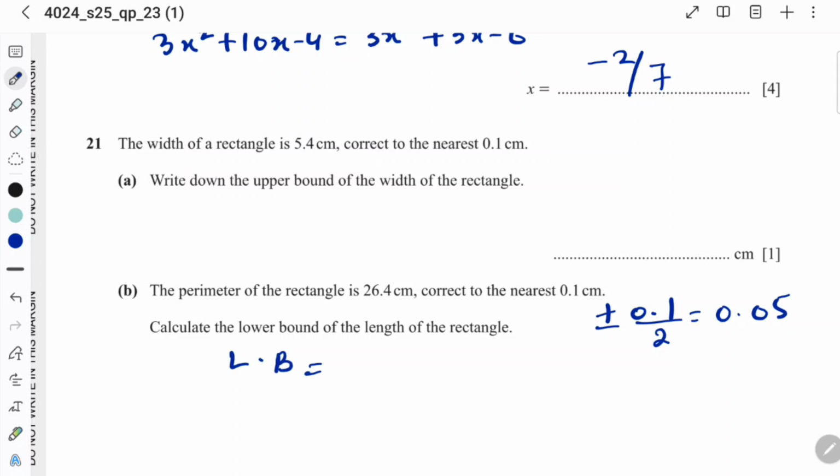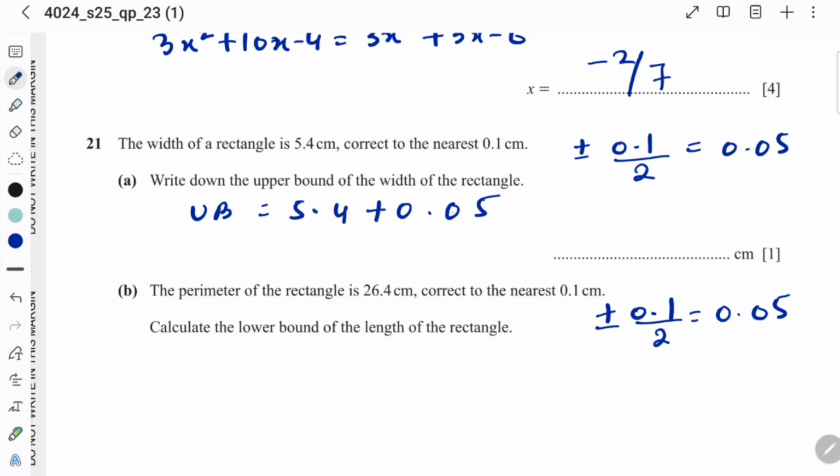So the upper bound is required. 0.1 is plus minus 0.1 upon 2, which is 0.05. So the upper bound is required: 5.4 plus 0.05, added together, will become 5.45. The perimeter of the rectangle is 26.4 centimeters, correct to 0.1. This one is also the same, then it's okay. Calculate the lower bound of the length of the rectangle.